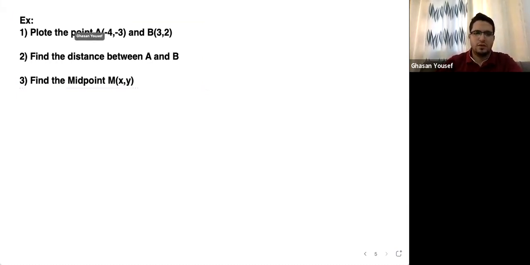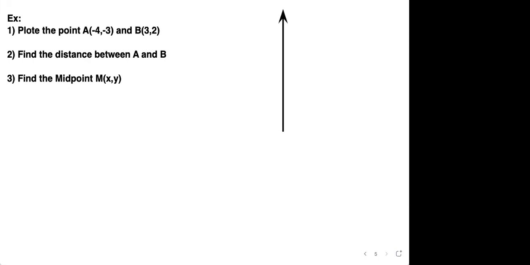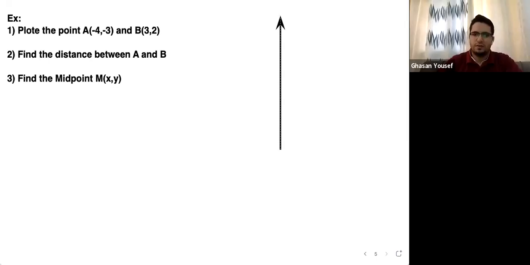Who will do the first one? Where are the points -4 and -3 located in the Cartesian plane? This is my Cartesian plane. On the third quadrant. In the third quadrant. Okay, we'll see now.